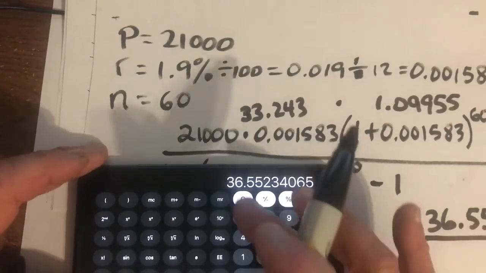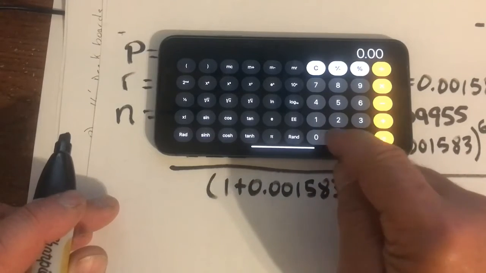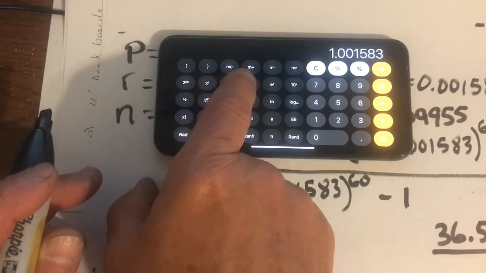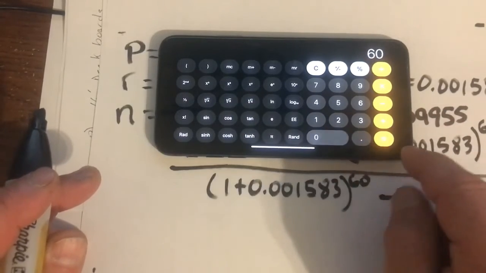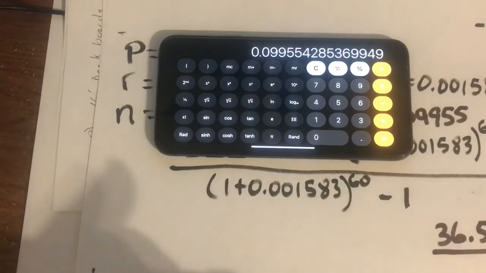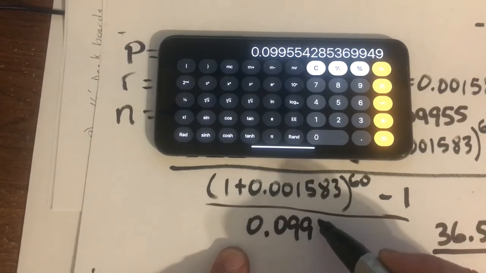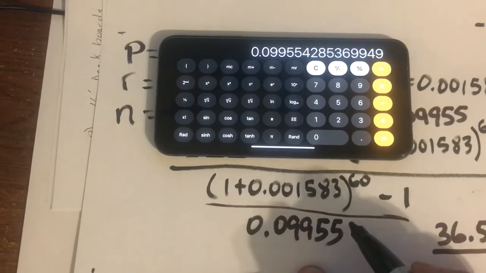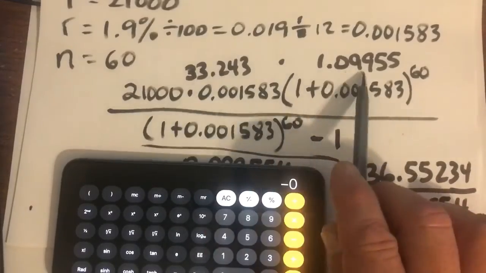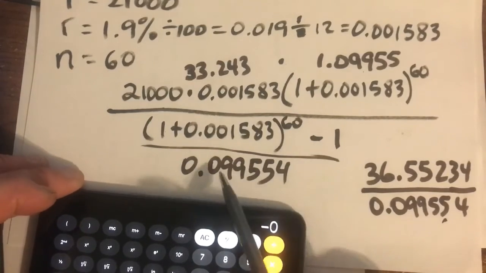I'm going to go to the bottom. I'm going to clear this, left parentheses, and then 1 plus 0.001583, and close the parentheses, and then x to the y, and put our 60, okay, and then subtract 1, press equal, and then subtract the 1. Okay, and so now all of this over here is 0.0995554. All right, let's put that here in the denominator. Clear this out. So this number times this number got us this top number, okay? And the two numbers inside the parentheses raised to the 60, subtract 1, got us this number here.